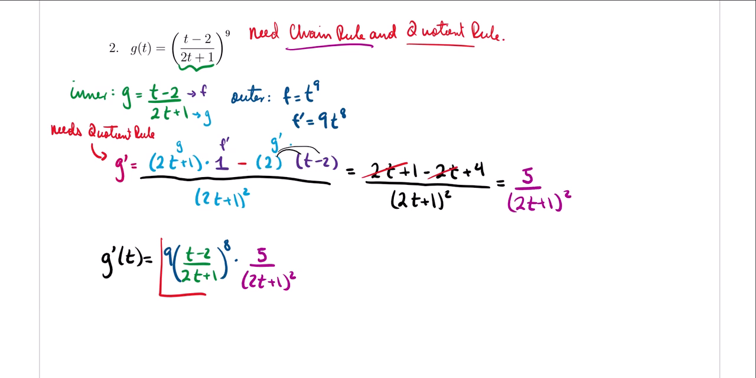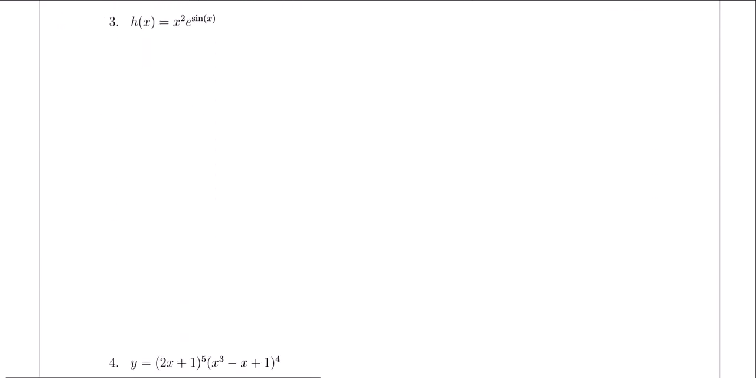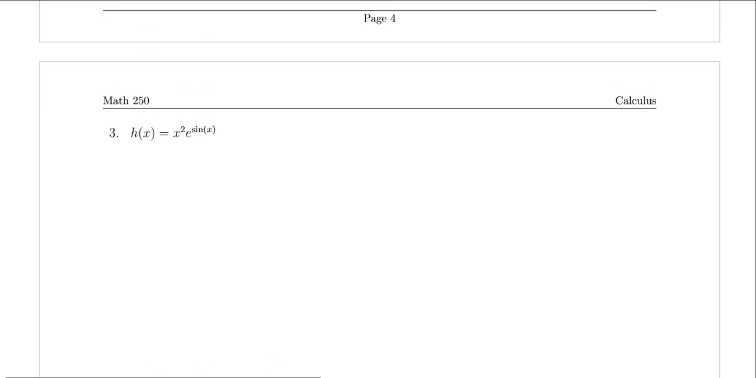Perfect. Now let's see if we can practice with the combination of the chain rule and now let's say the product rule. So let's go ahead and take a look at problem 3 here, where we're given the function h of x is equal to x² times e to the sine of x. All right, so let's take a look at this one here. You know what? Let's actually change this one here.